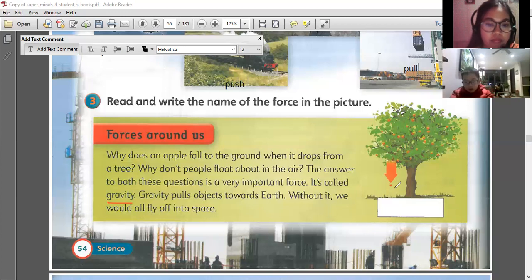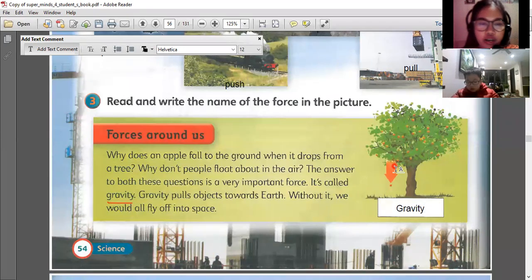It means that the force is called, yes, there's a name for it. When it falls, it means we have the so-called force, what's the name? Gravity. Okay. So if we don't have gravity, what will happen to this orange? It should go flying. That's right. It will never fall. Yes. Okay. So again, that is how force works on our planet.